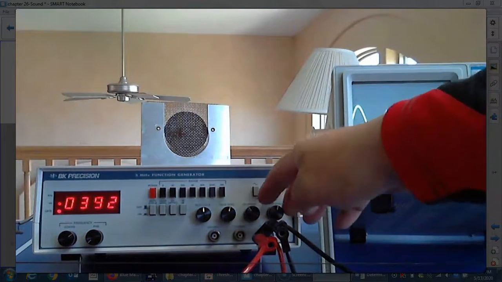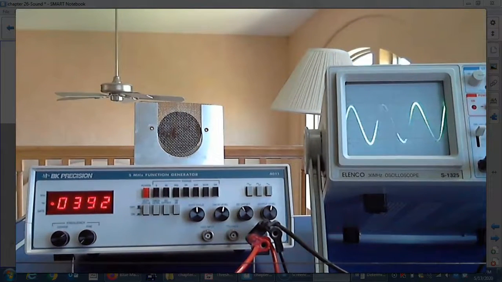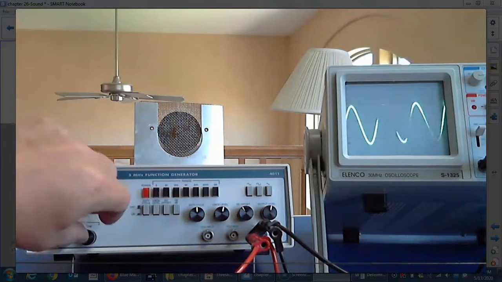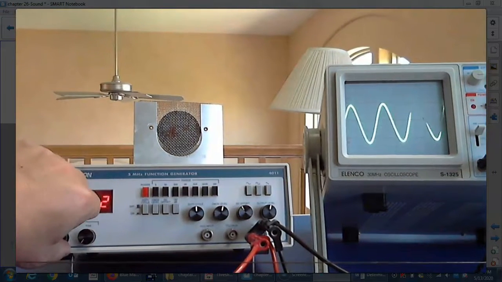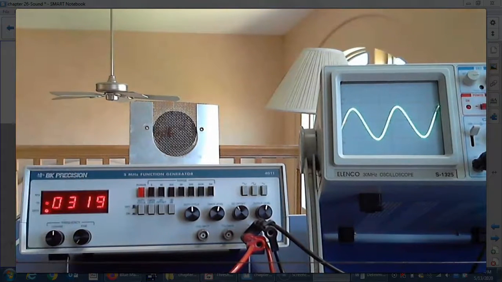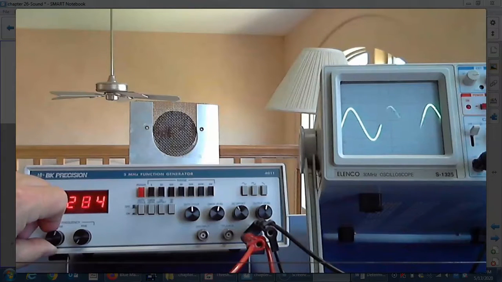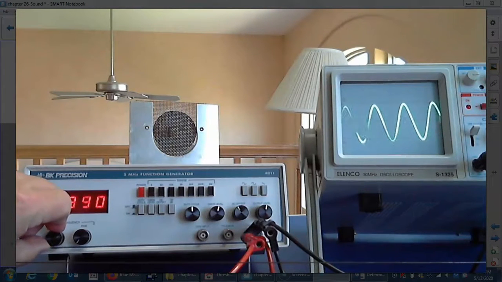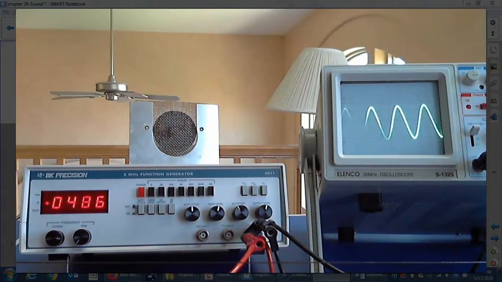And if I change the frequency, if the frequency is lower, the wavelength is going to get longer. And you could see that. And if I change the frequency, if the frequency gets higher, the wavelength gets shorter. And you can see that as well.